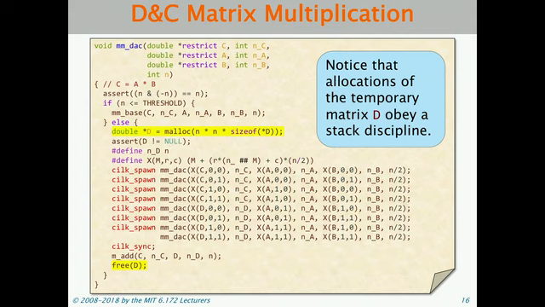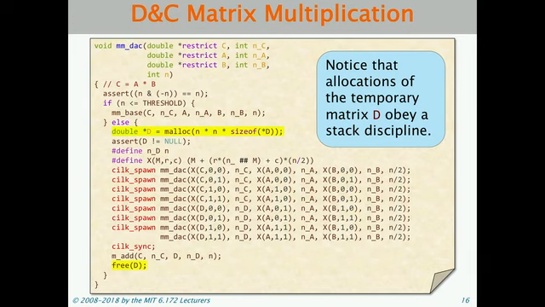And notice here that the allocations of the temporary matrix obey a stack discipline. So we're allocating stuff before we make recursive calls, and we're freeing it right before we return from the function. So all of the allocations are nested, and they follow a stack discipline. And it turns out that even if you're allocating off the heap, if you follow a stack discipline, you can still use the space bound from the previous slide to upper bound the P worker space. OK, so let's try to analyze the space of this code here.